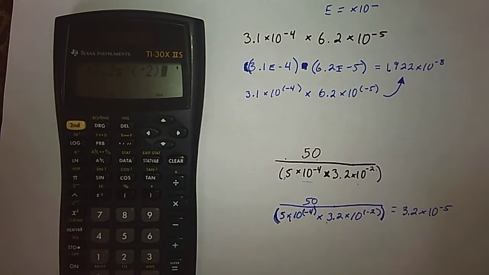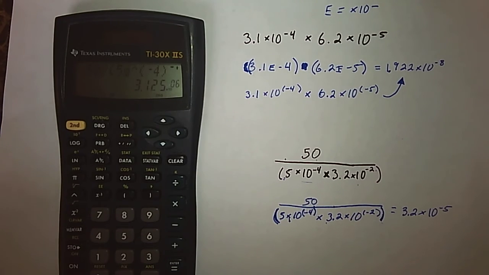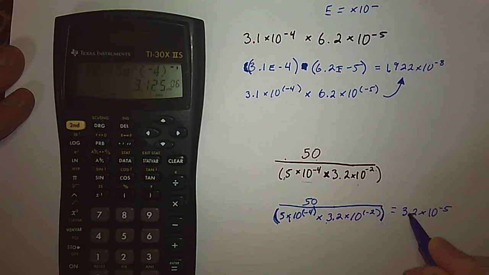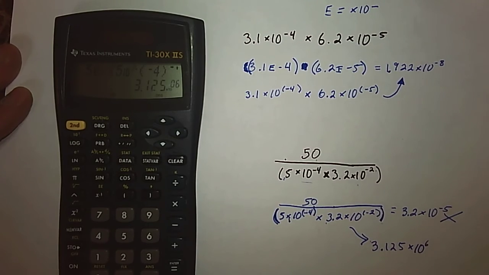A mistake students will make now is they'll just press enter. But if you notice, I actually have not closed this last parenthesis right here. So I'm going to do that, press enter. Again, my answers seem very similar, but this is the wrong answer right here. I entered it incorrectly. I should get 3.125 times 10 to the 6th.